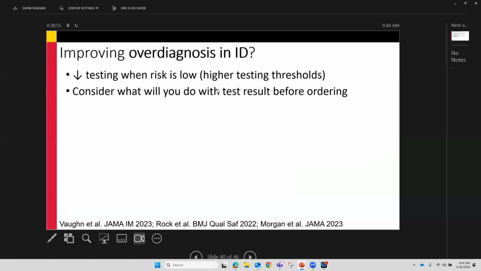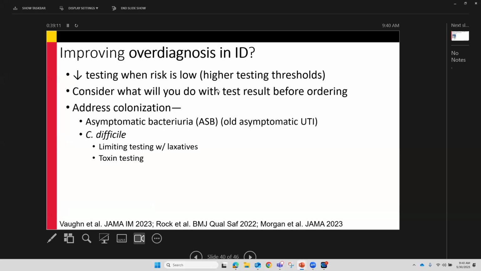Like, often we order a test because we're like, well, this person has a respiratory problem. Let's order a respiratory test. And then we get a result back and we say, I don't know what to do with that. I didn't want to have that result. So don't order a test unless you know that the result will help you in some way, will help the patient in some way, really.